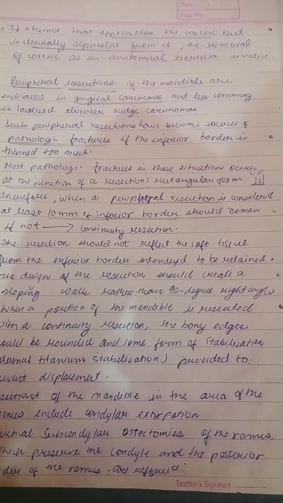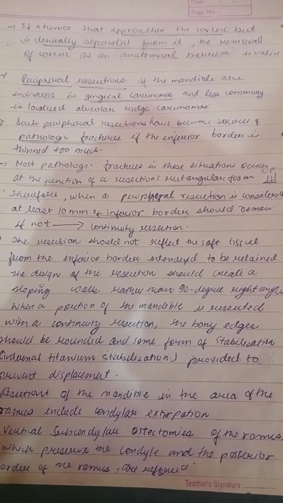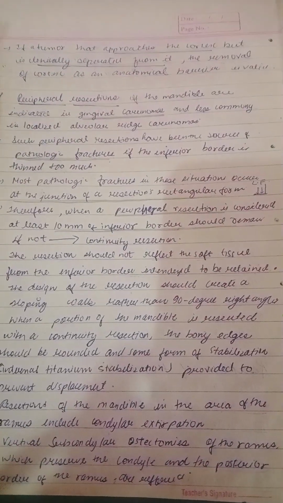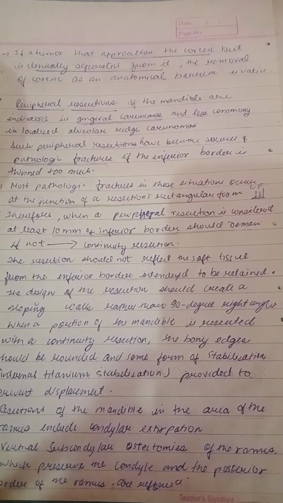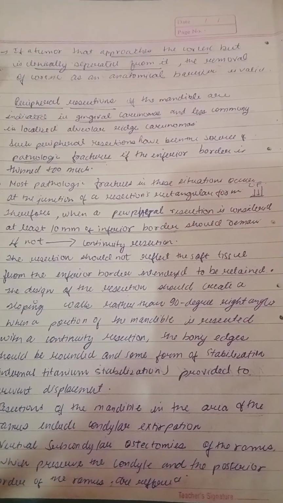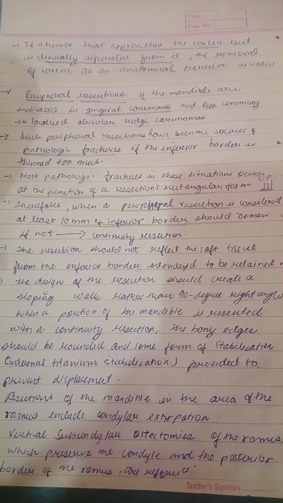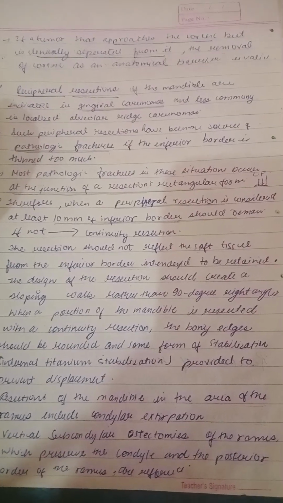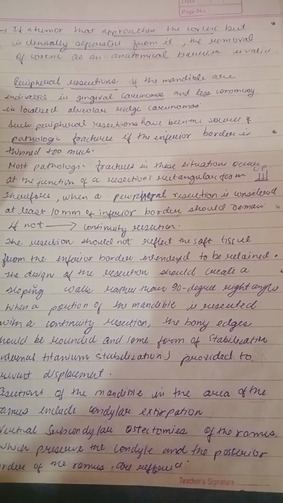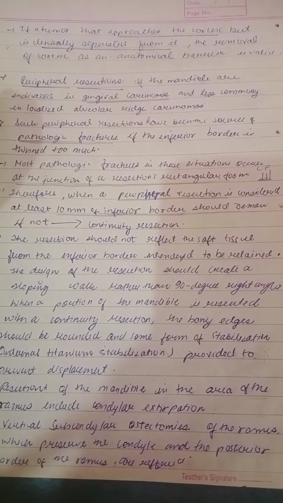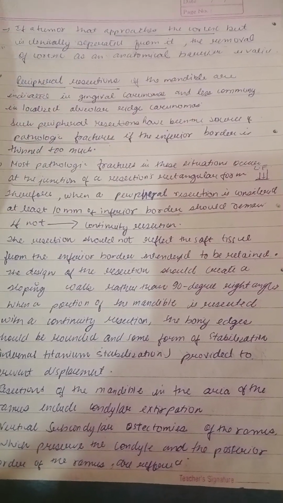Therefore, when a peripheral resection is considered, at least 10 mm of inferior border should remain. कम से कम 10 mm of inferior border हम लोग को छोड़ना ही चाहिए, नहीं तो we should go for continuity resection. The resection should not reflect the soft tissue from the inferior border intended to be retained. The design of the resection should create sloping walls rather than a 90-degree right angle. So that was what I was talking about. It should not be at 90 degrees.